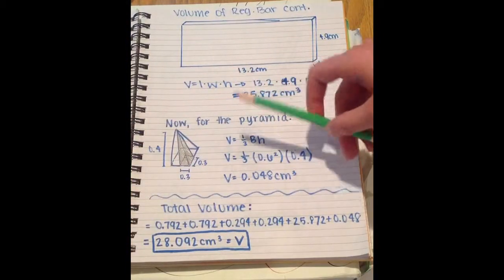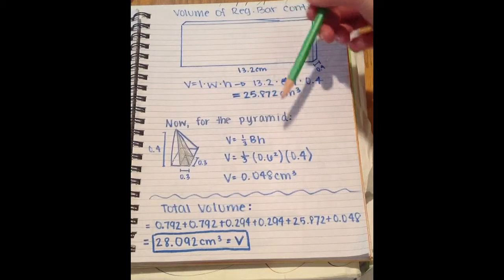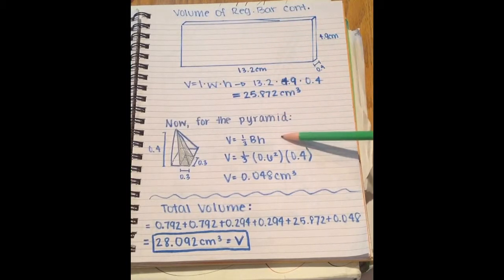So putting that piece from each of the corners of the bar together, you'd get one full pyramid, since there are 4 and each is 1/4. And the volume of a pyramid you can find by using a formula. Volume equals 1/3 base times height, the area of the base times the height. So I found that to be 0.048 centimeters cubed.